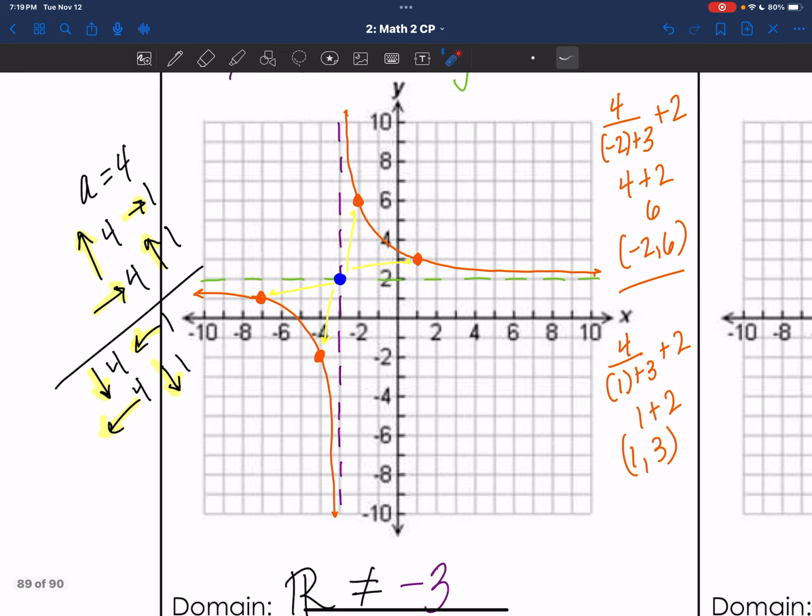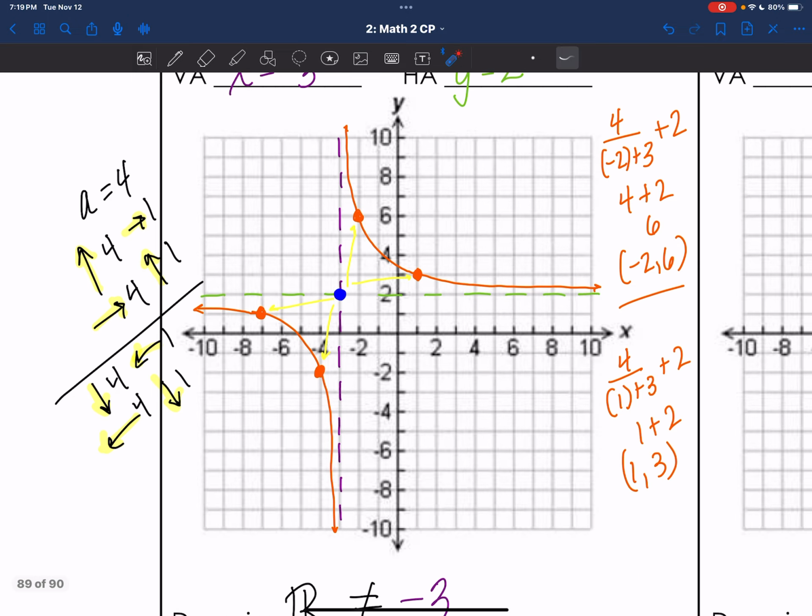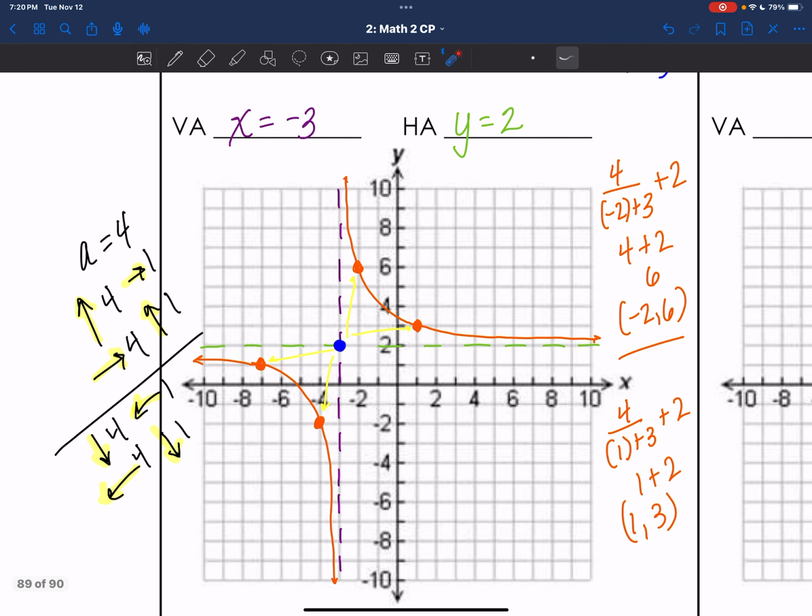And then I did another point where I said, okay, if x is 1, and you can pick any point you want, ones that make sense. I said when x is 1, y is 3. So that's where I got this point. And then basically what I did is I just reflected it across the foci. That's one way to do it. Or you can kind of think of it as a pattern.